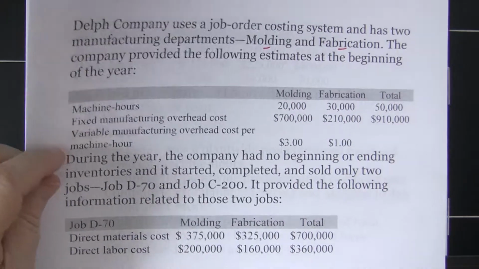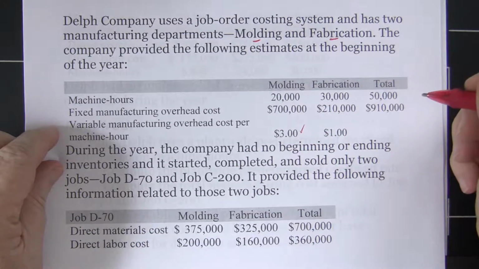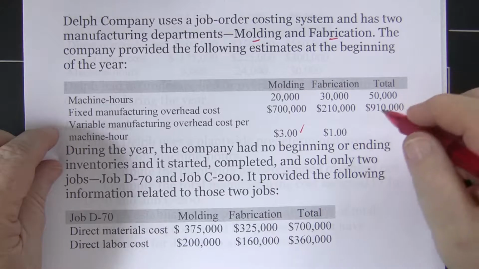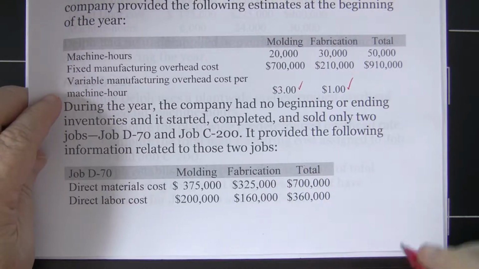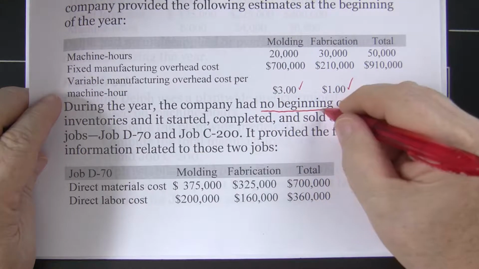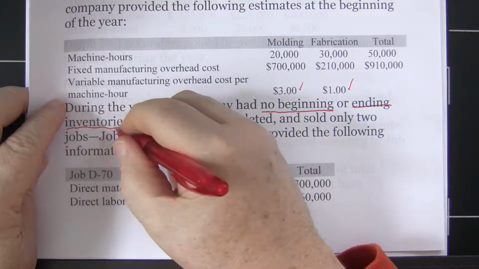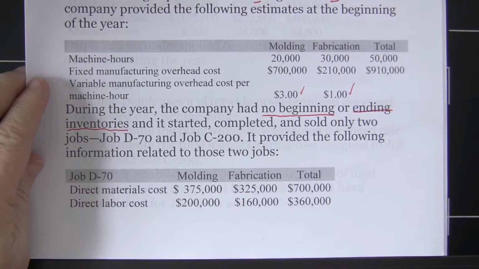So, they tell us that the variable manufacturing overhead in the molding department is $3 and the variable cost for overhead in the fabrication department is $1. They tell us during the year they had no beginning inventories. That's nice. They had no ending inventories. That's nicer. That means what they made, they sold, so we don't have to compute ending work in process or ending finished goods inventory. There is none. We make it, we sell it.